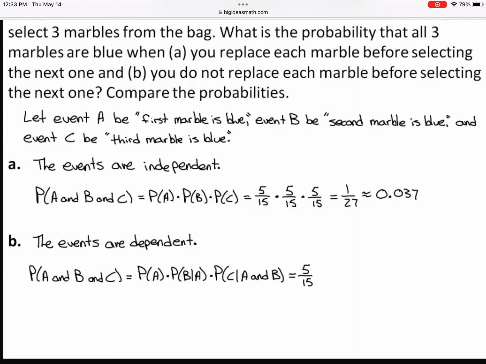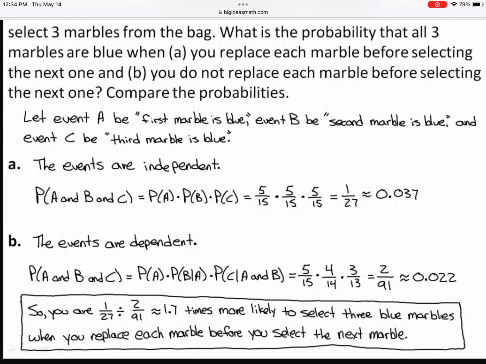Note that 4 of the remaining 14 marbles are blue, so the probability of B given A equals 4/14. Then notice that 3 of the remaining 13 marbles are blue, so the probability of C given A and B equals 3/13. So the probability of A and B and C equals 5/15 times 4/14 times 3/13, which equals 2/91, or approximately 0.022.